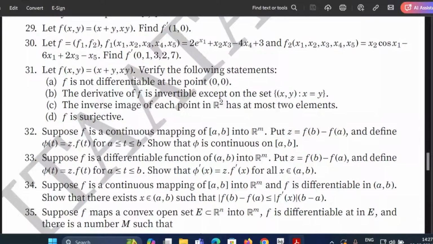Hint: consider phi of t as the inner product of z and f of t, like what we did in the last two problems, 32 and 33. Look over here, phi is a mapping from R to R. So you can use the mean value theorem for phi. Use the mean value theorem for phi and try to get the solution.